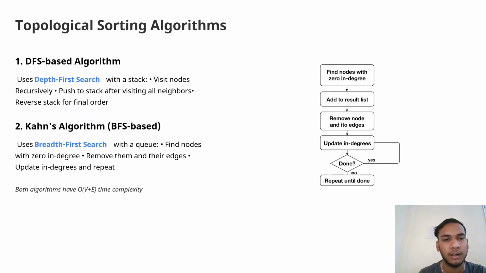In Kahn's algorithm, it finds nodes with zero in-degree, and in DFS it pushes nodes to the stack after visiting all neighbors, and the reversed stack gives the final order. In Kahn's algorithm, it removes those nodes and their edges, updates the in-degrees, and repeats the process.